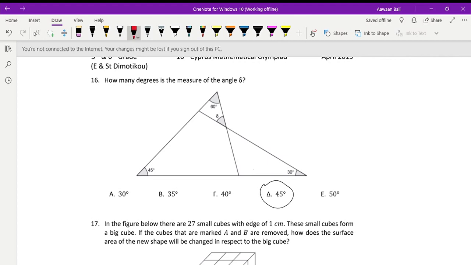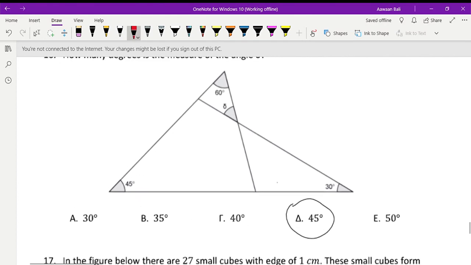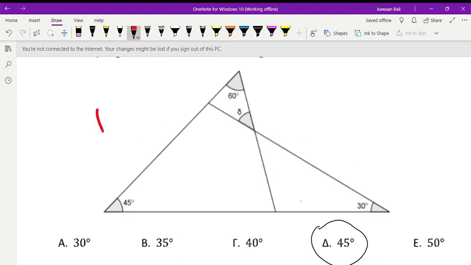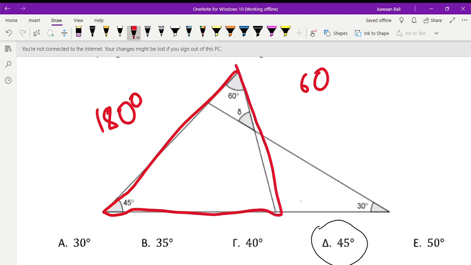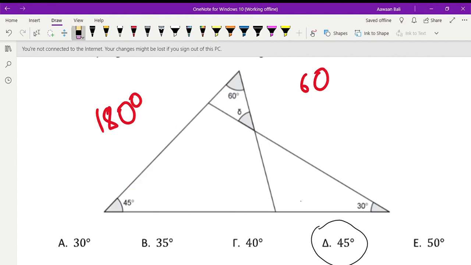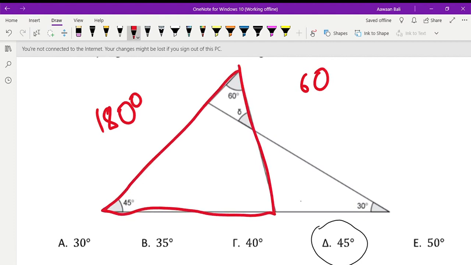Now, question number 16. How many degrees is the measure of angle delta? This is easy if you know that the sum of the angles of a triangle is 180 degrees. Okay, we'll look at this triangle first. We could actually look at 2 methods, but we'll look at the first method first. So once we're looking at this triangle, we have 60 plus 45.